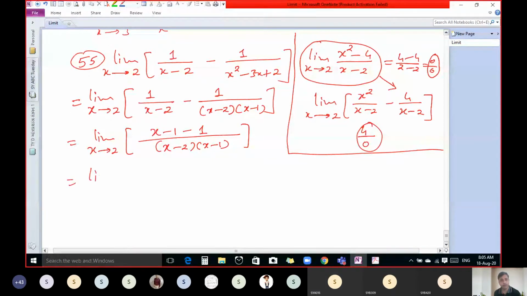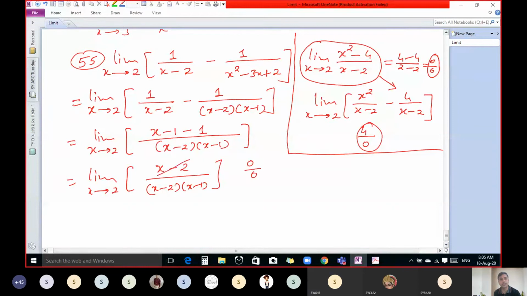Now limit x tends to 2. Here we get x minus 2 upon x minus 2, x minus 1. And now you can put 2 here. So you will get 2 minus 2, 0. Here also you will get 0. So we get 0 by 0.